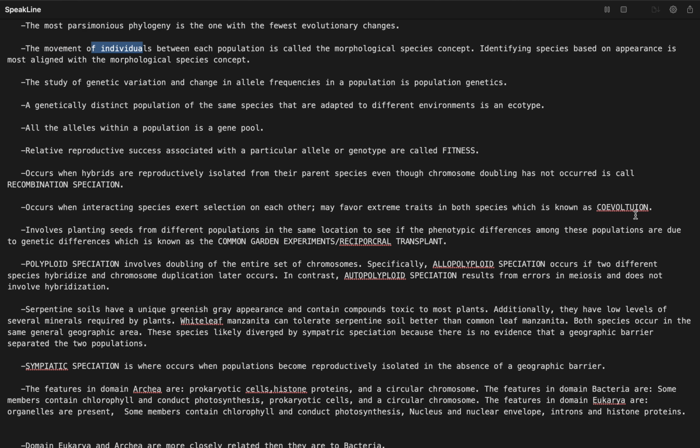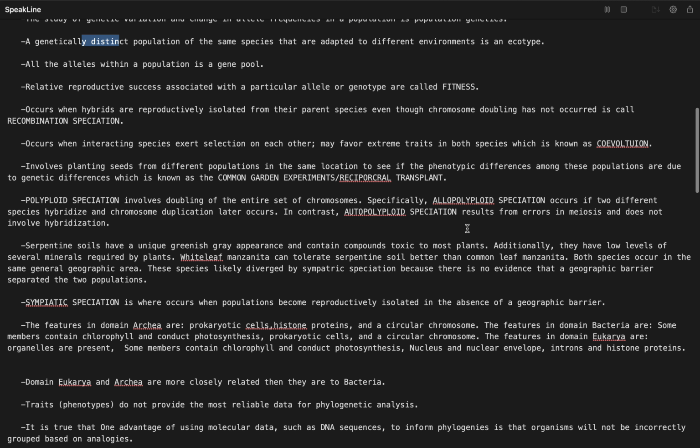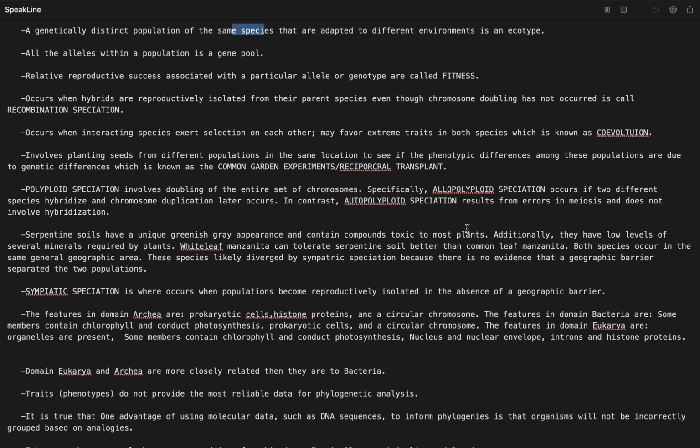The movement of individuals between each population is called the morphological species concept. Identifying species based on appearance is most aligned with the morphological species concept. The study of genetic variation and change in allele frequencies in a population is population genetics. A genetically distinct population of the same species that are adapted to different environments is an ecotype.